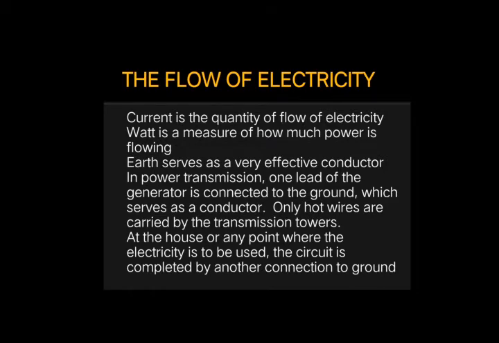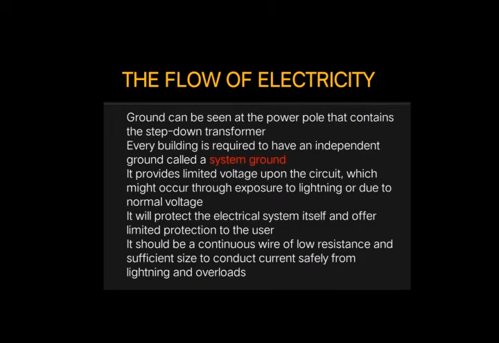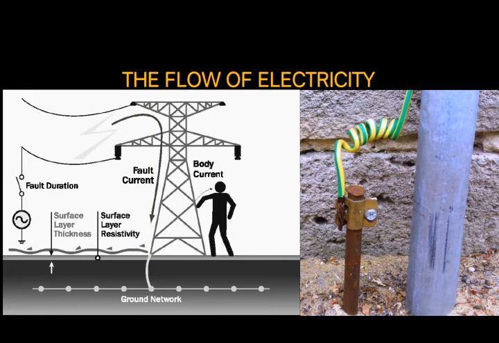Earth serves as a very effective conductor in power transmission. One lead of the generator is connected to the ground, which serves as a conductor. Only hot wires are carried by the transmission towers. At any house or any point where the electricity is to be used, the circuit is completed by another connection to ground. The ground can be seen at the power pole that contains the step-down transformer.